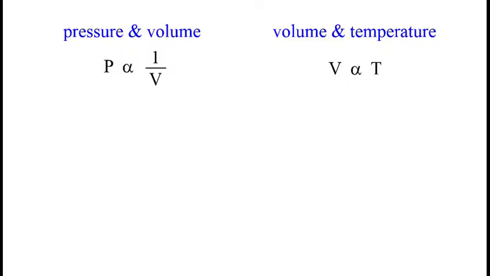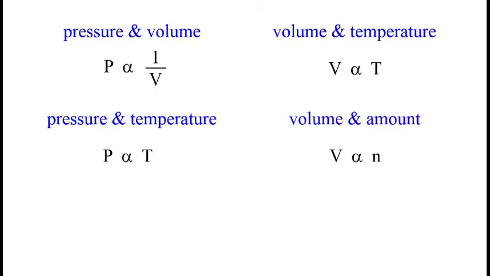If the container was inflexible, then an increase in the temperature resulted in an increase in the pressure. Temperature and pressure were directly proportional. Finally, in the 1800s, it was shown that the volume of a gas in a flexible container was proportional to the amount of gas present.